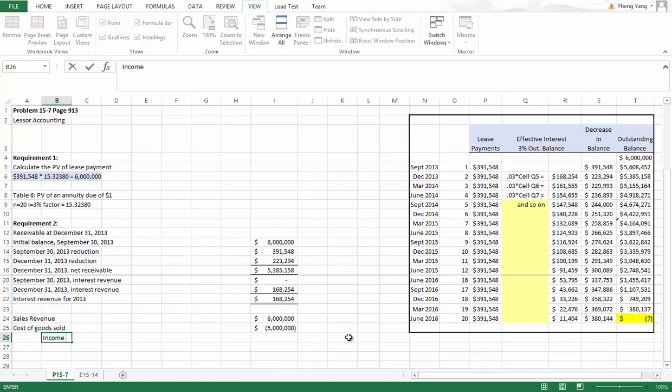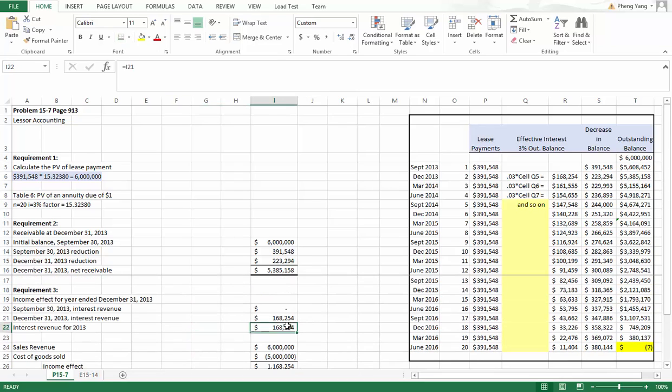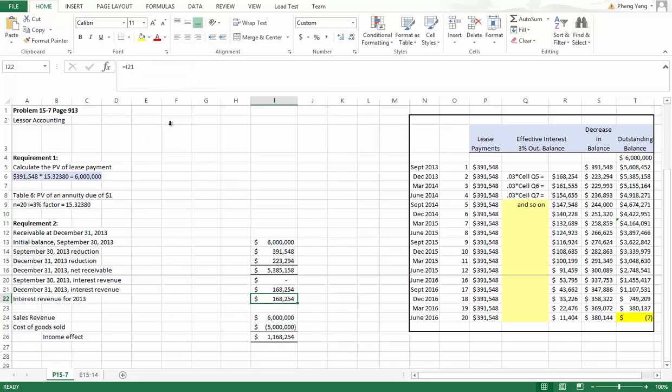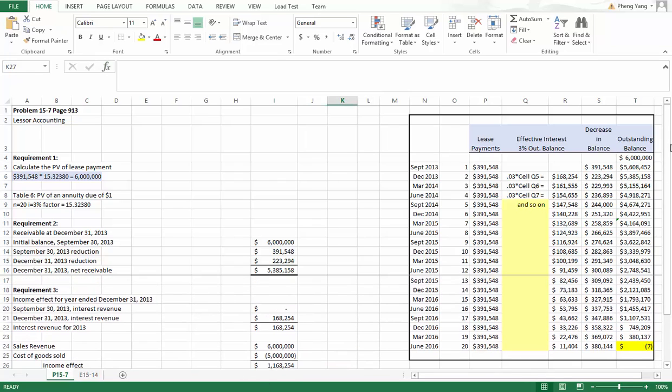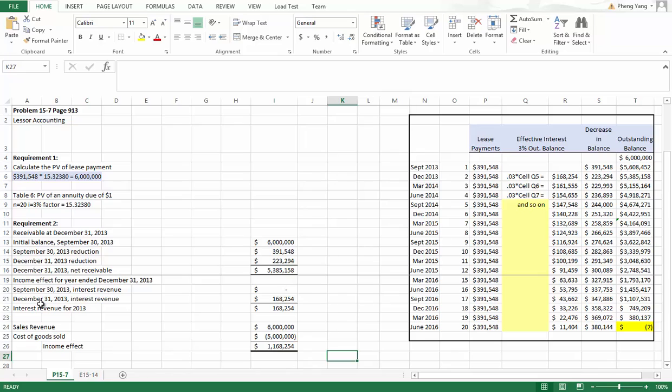So the income effect then would be the sum of these two, $1 million, plus that $168,254. Okay. And I don't know why I keep doing this for that one, but let's see. No border. We just want a bottom border. Nope. Undo that. Top border. There we go. Okay. Let me just move it down a bit. All right, so basically for sales revenue and for interest revenue, we just had to add them together. So my total income effect would be $1,168,254 added to net income.